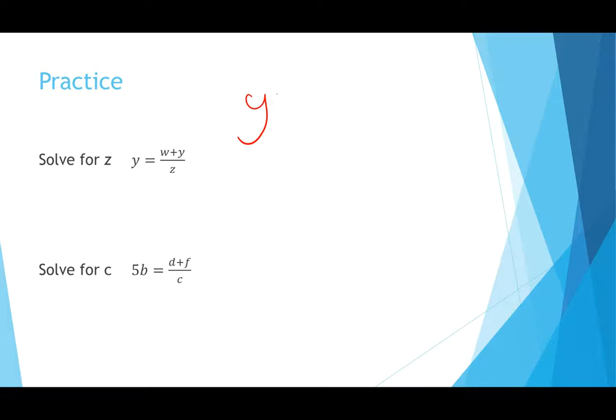All right, so let's look at this one. We're going to solve for Z. We have W plus Y over Z. So similar to what happened earlier in the density and volume problem, the Z that we're trying to solve for is in the denominator. I can't get rid of W plus Y at this point because I can't leave Z in the denominator. So my first goal is to get Z out of the denominator.